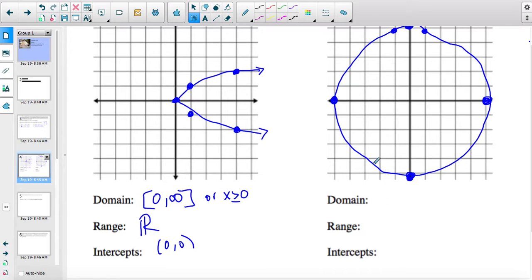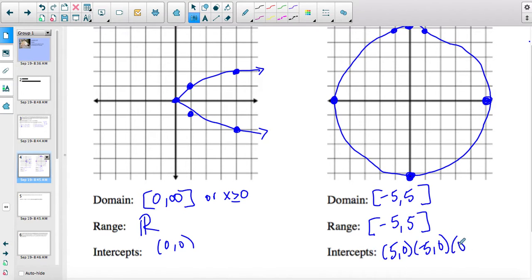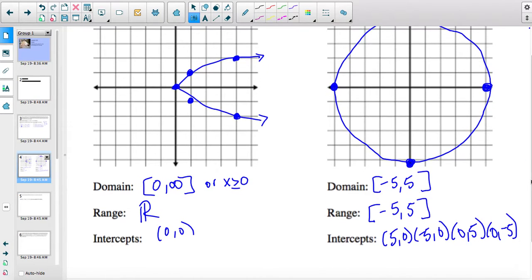Okay, so my domain here is going to be negative 5 to 5 with those values included. My range would be the same. Negative 5 to 5, both included. And my intercepts would be 5, 0, negative 5, 0, 0, 5, and 0, negative 5. Okay? All right, so let's continue thinking about these.